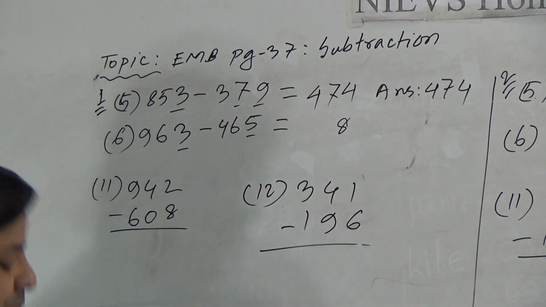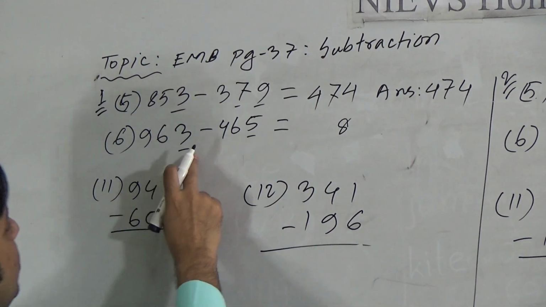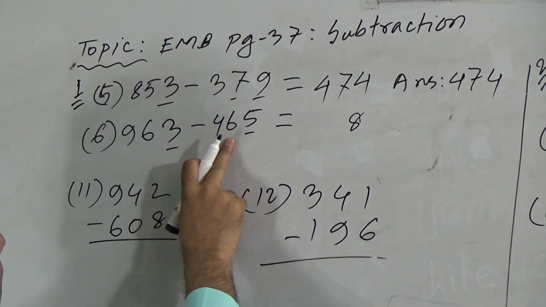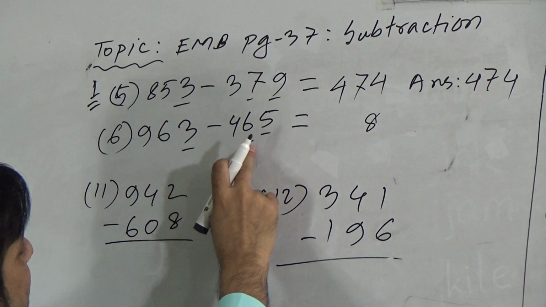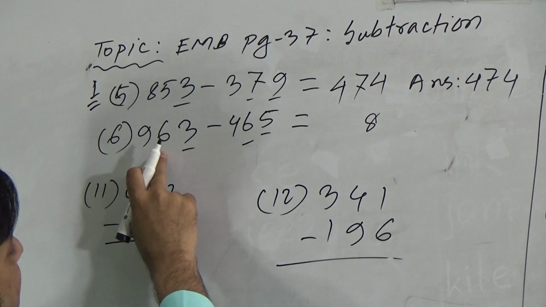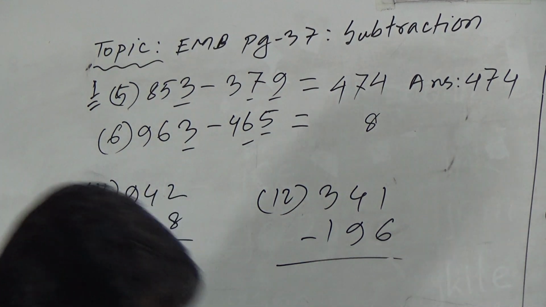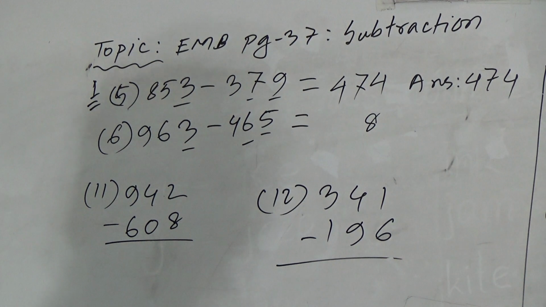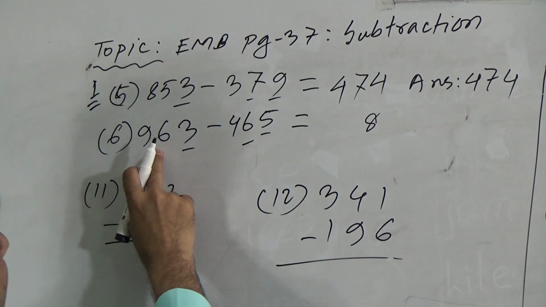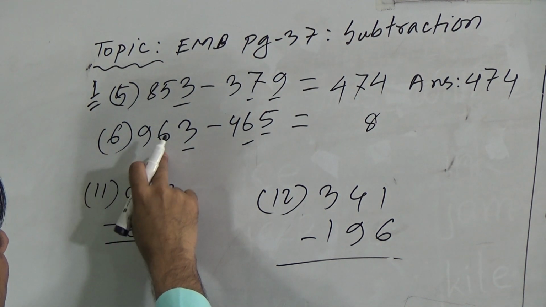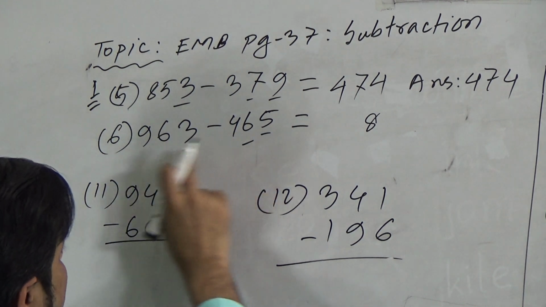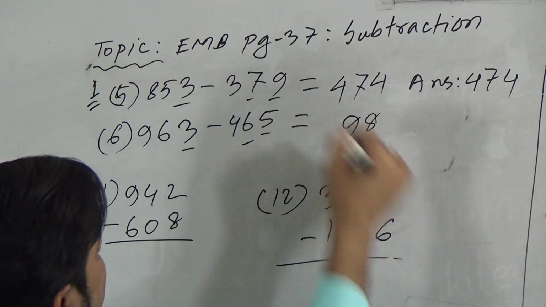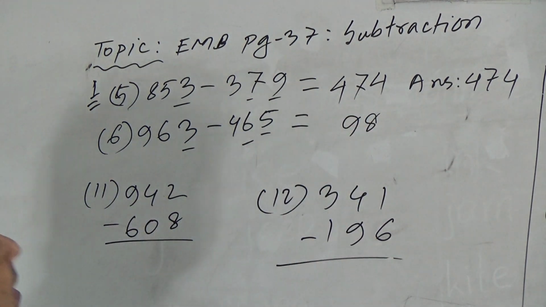Now give here 1. This will be 7, as I have taken 1 with 3. Subtract 7 from 6. No, 6 is smaller than 7, so we can't subtract. So again we have to consider 1 with 6. So this will be 16. If we subtract 7 from 16, this will be 9.